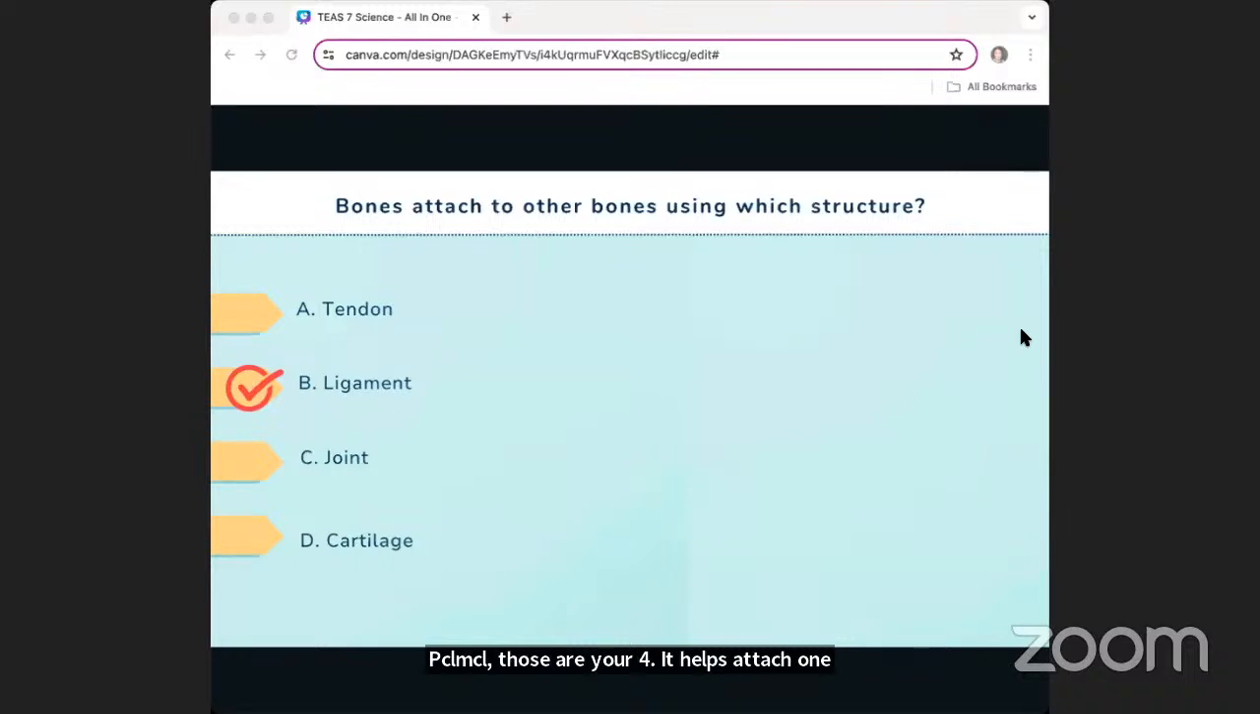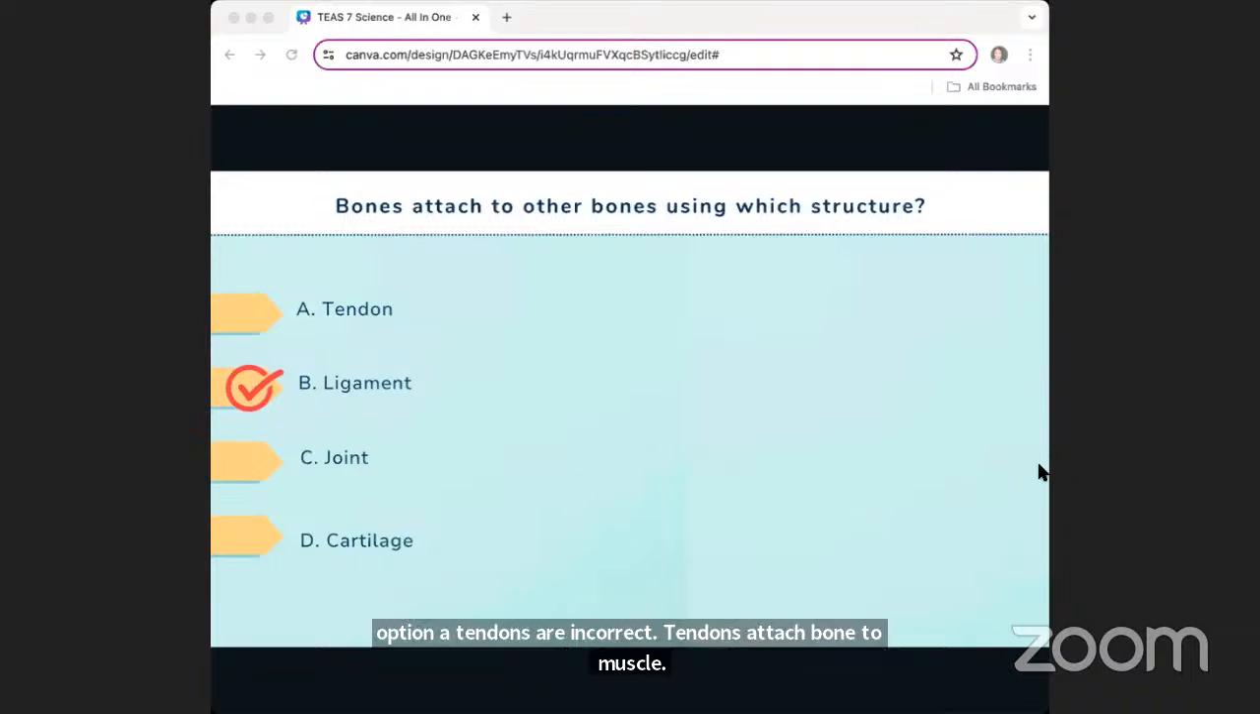Those are ligaments, okay? So option A, Tendons are incorrect. Tendons attach bone to muscle. Option C is incorrect. A lot of people I see chose C in the chat.